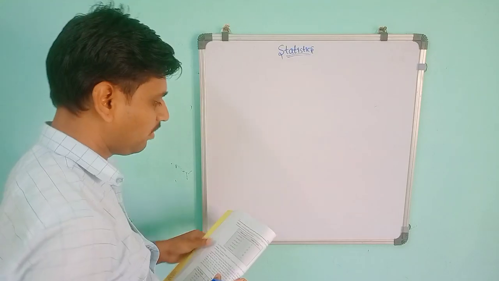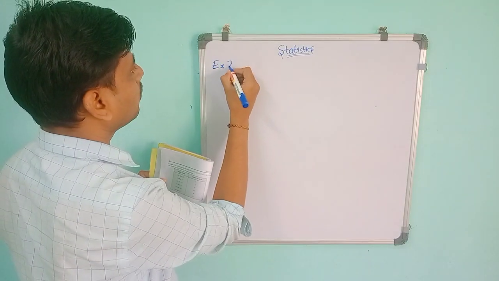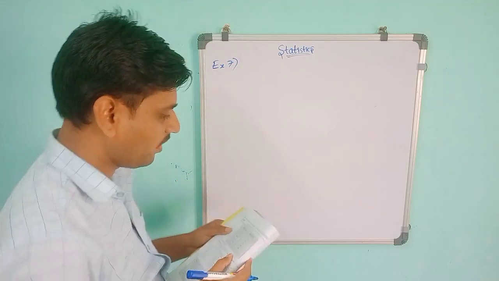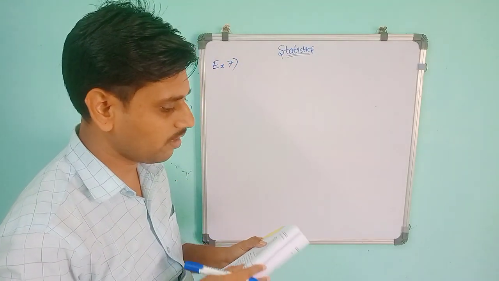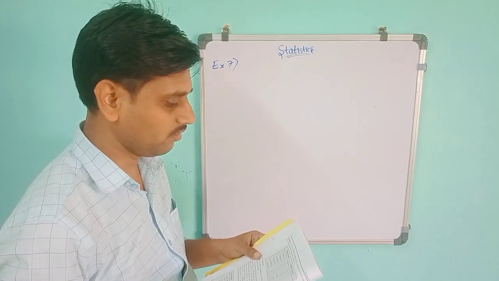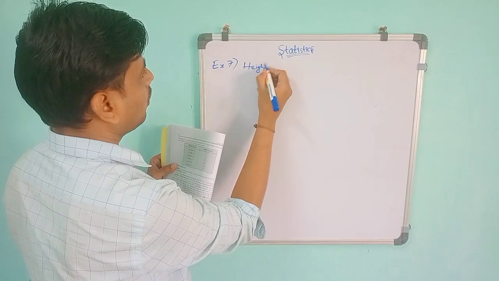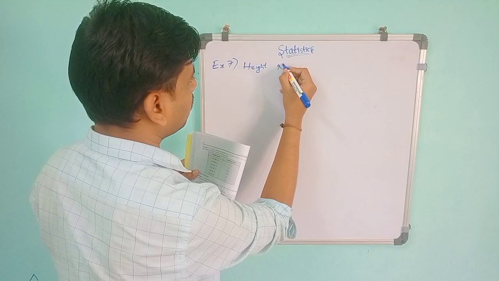We are in the lesson of statistics. In that, example 7 based on median of class. A survey regarding the heights of 51 girls of class 10 of a school was conducted and the following data was obtained. So height they gave, height, and then number of girls.